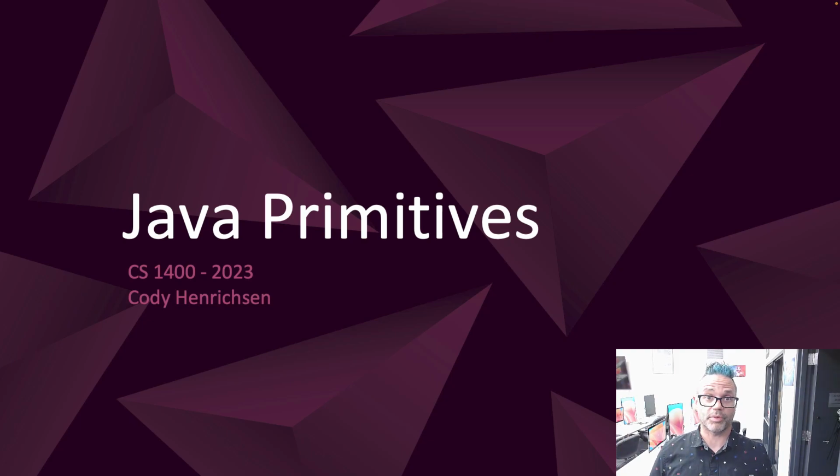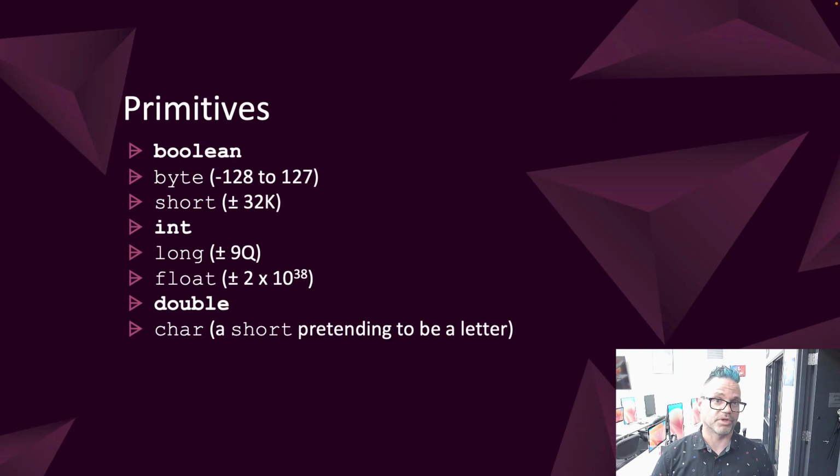Welcome. Today we're going to take a look at the Java primitive types so we can understand what the small little pieces in Java code are and how we can actually work with them. We'll go ahead and do some details. So here we have all 8 primitive types that exist in Java.